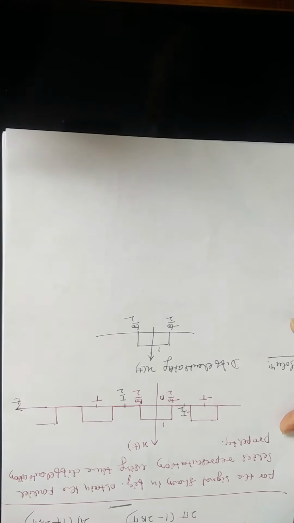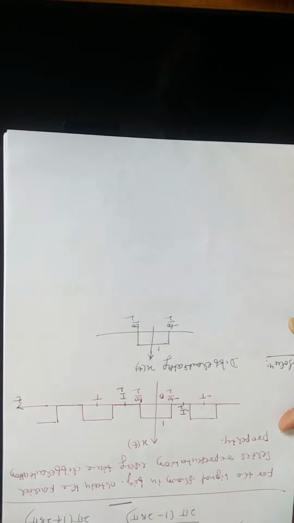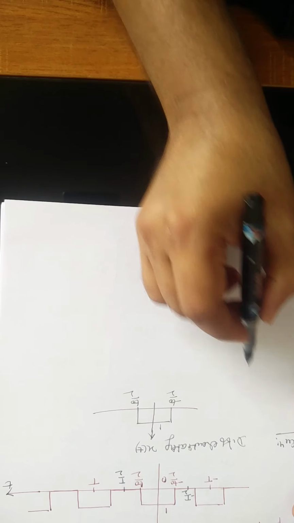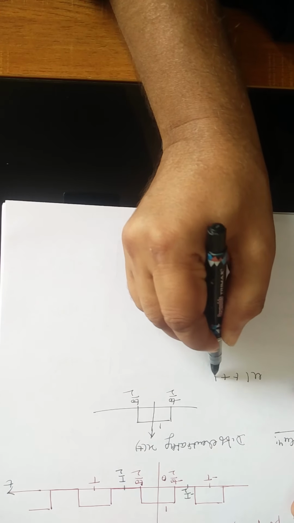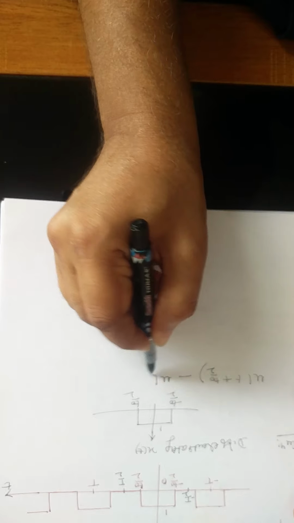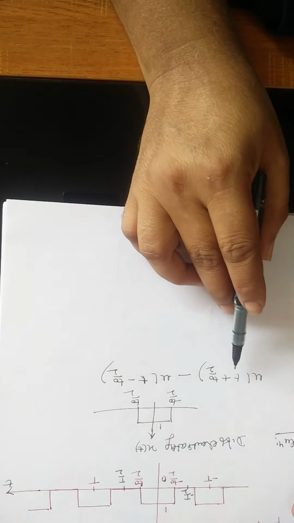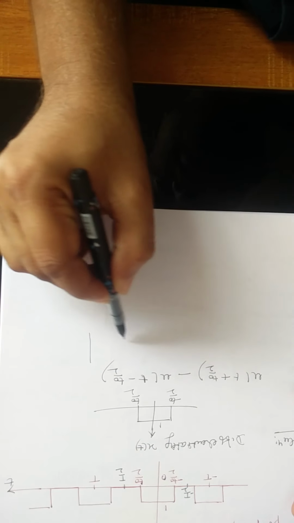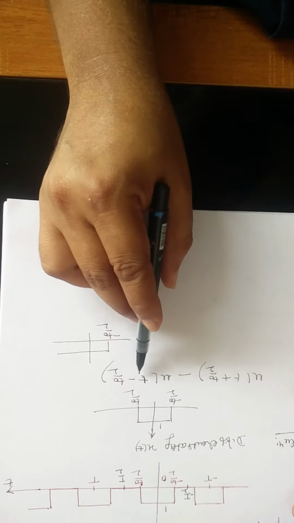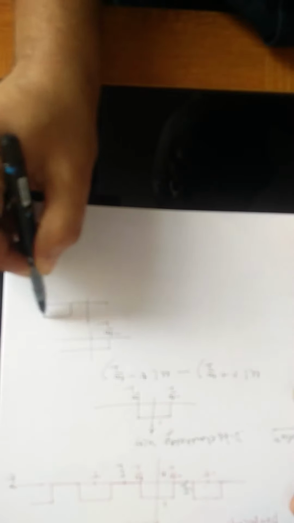How do you represent this using the unit step function? This part is u of t plus t naught by 2 minus u of t minus t naught by 2. What is u of t plus t naught by 2? This signal exists from minus t naught by 2 to plus infinity. What is u of t minus t naught by 2? This unit step function exists from t naught by 2.